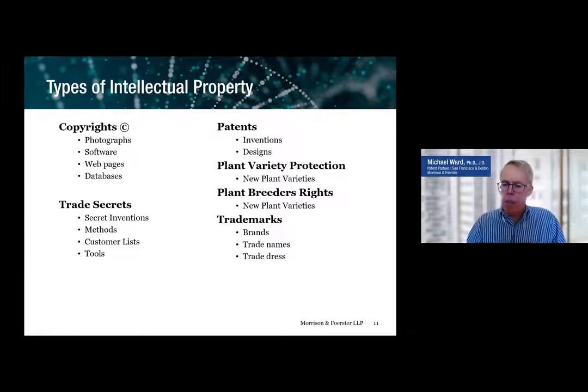Mark Whitaker is going to have an entire course on trade secrets this semester. Then patents. We're going to spend a lot of time on patents. There are different types of patents. Some cover inventions, some cover designs. Then there's plant variety protection and plant breeders' rights. And finally, trademarks. So this is the world of intellectual property. Covers all the different types of IP or intellectual property that are available out there.